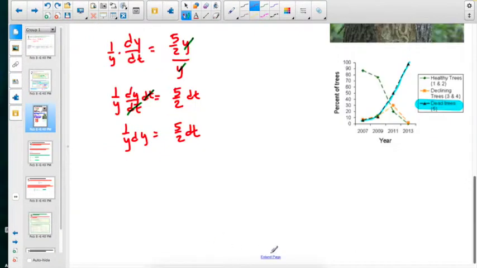If you notice, this portion here on the left, 1 over y dy, is what we started the class with, integrating 1 over y dy, because with exponential problems, this is the focal point. You will have to integrate, or take the antiderivative of, 1 over the variable. So as we take this antiderivative, we end up with the natural log of the absolute value of y equals 5/2 t plus the constant. We usually put the constant on the right-hand side with the independent variable.